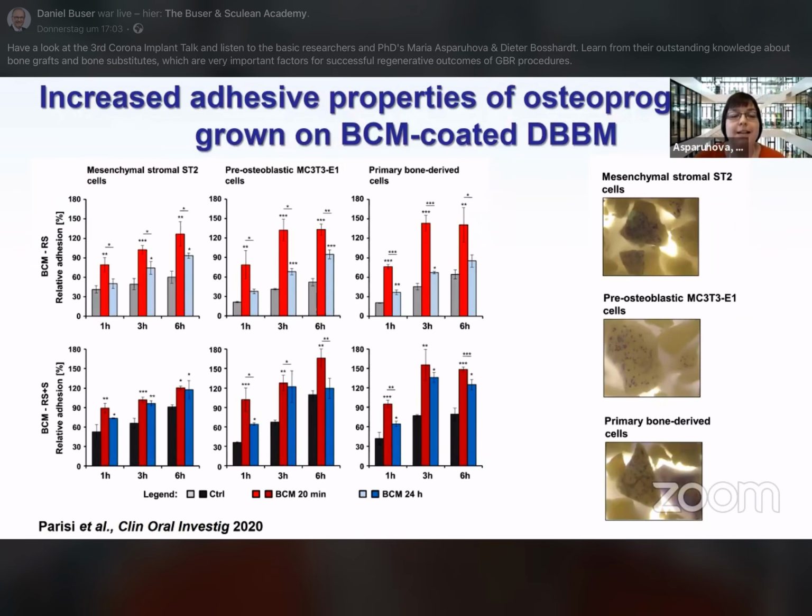We followed the adhesion of those cells on the BCM-coated DBBM. These are 3 osteoprogenitor cell lines: mesenchymal stromal cells, a pre-osteoblastic cell line, and primary human bone-derived cells. We found that BCM could boost the adhesive properties of those cells on DBBM, each of those BCMs made in Ringer solution or in Ringer solution plus serum, with a slightly more pronounced effect of the 20 minutes BCM preparation, the red bars, compared to the 24 hours BCM preparation shown with blue bars.